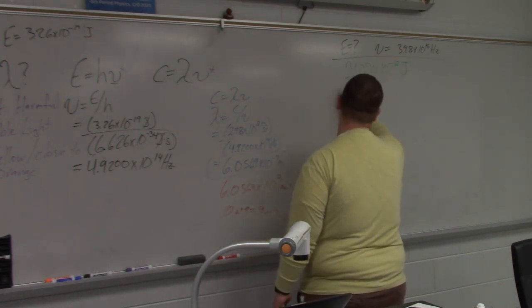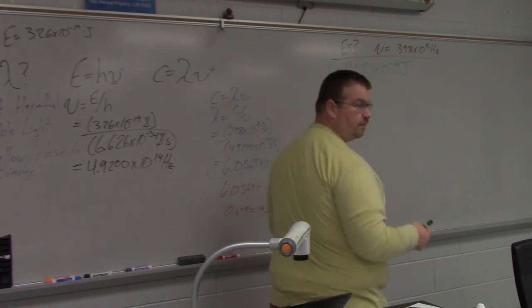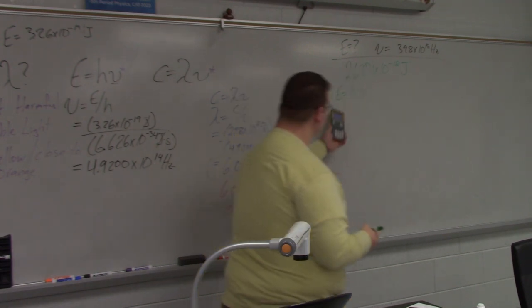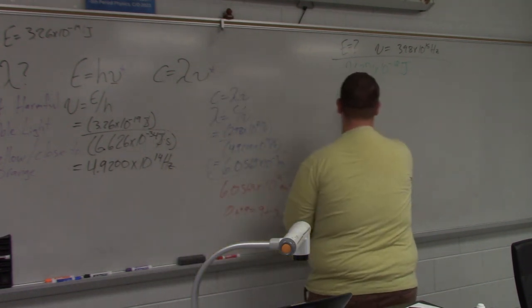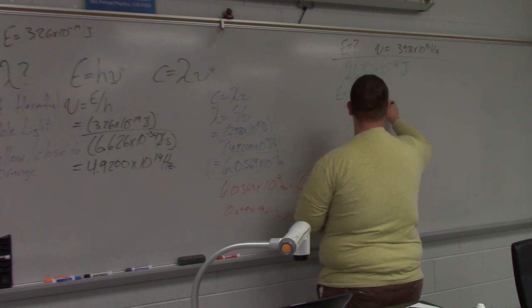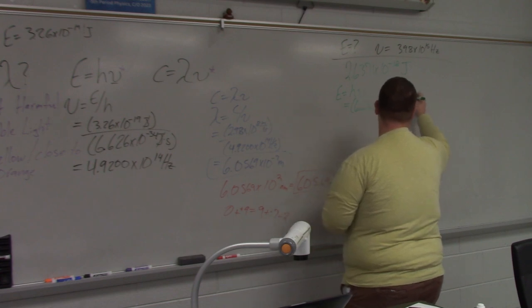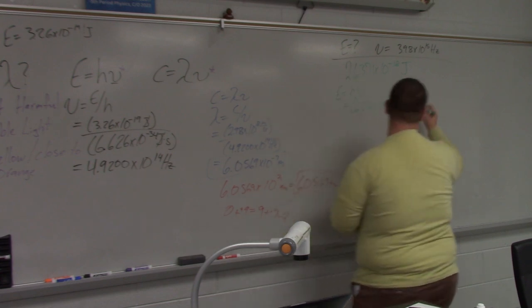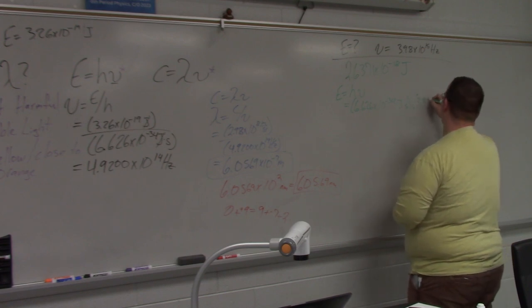All right. So I'm trying to find energy. Energy is equal to Planck's constant times frequency. I have frequency and I'm trying to find energy. Energy is by itself, so let's plug everything in. Planck's constant, 6.626 times 10 to the negative 34 joule seconds, times the frequency, 3.98 times 10 to the 15th.